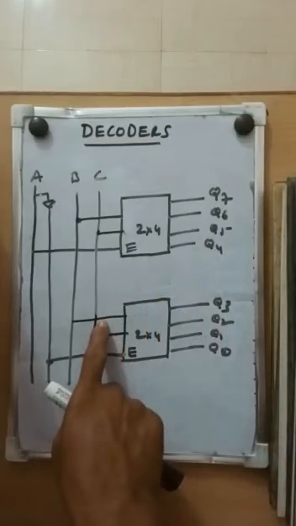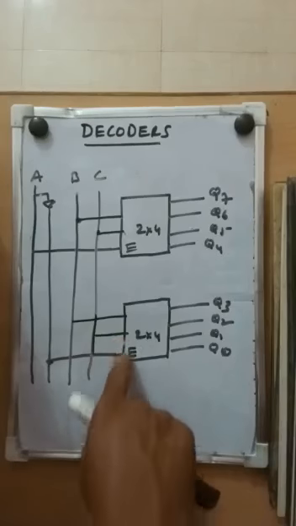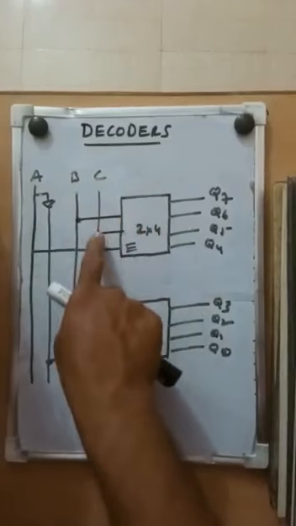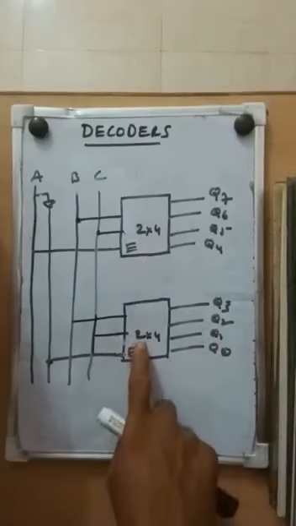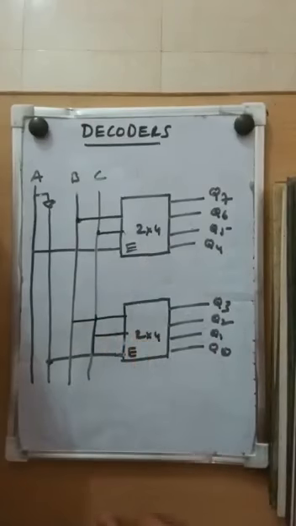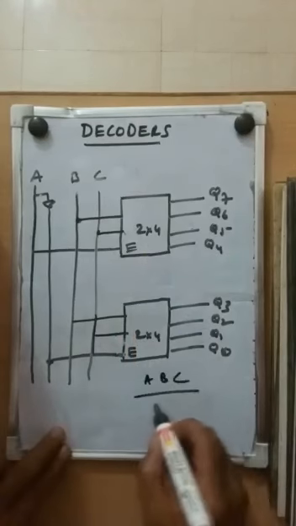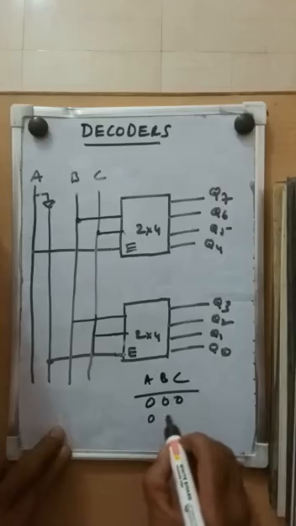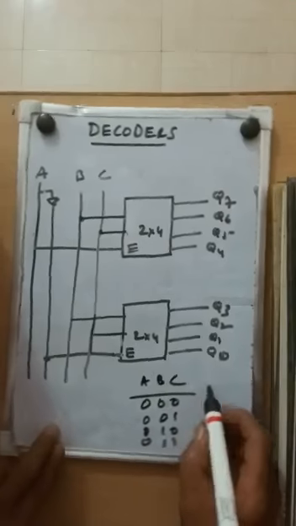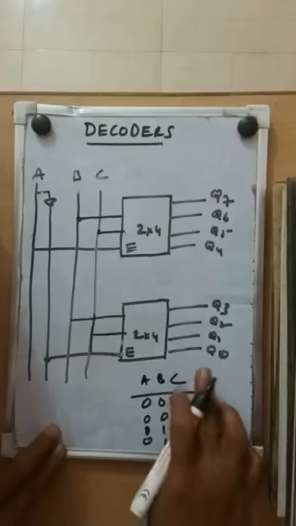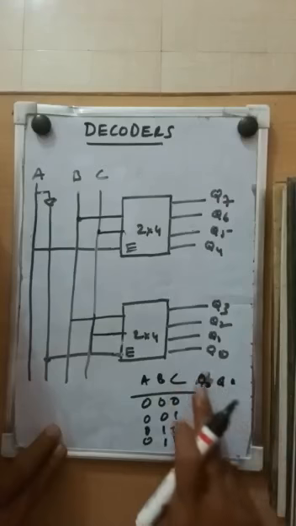B, C are the 2 inputs, and enable. And similarly, this is 2x4, B is here and C is here, and enable is connected from here. So first, initially A becomes 0, that means initially there is a truth table A, B, C. First 0, 0, 0, 0, 0, 1, 0, 1, 0, 0, 1, 1. First 4 outputs. This is Q0, Q1, Q2, and Q3, and so on.